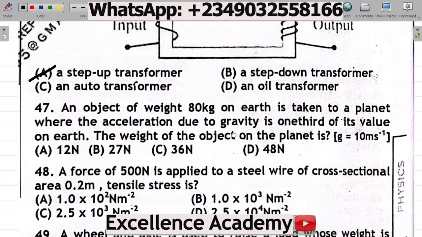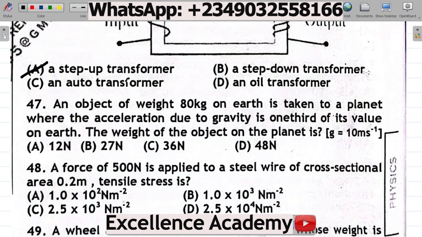All right. Next up, question number 47. For 47 there, it says an object of weight 80 kilogram on Earth is taken to a planet where the acceleration due to gravity is one-third of its value on Earth. The weight of the object on the planet is, you have, take acceleration due to gravity as 10 meter per second squared. That's this.